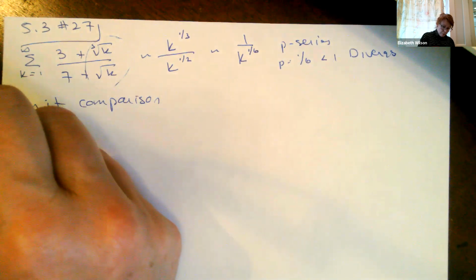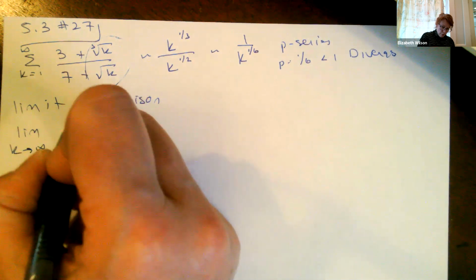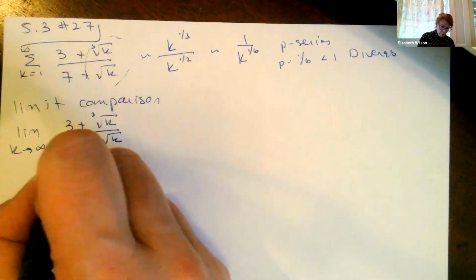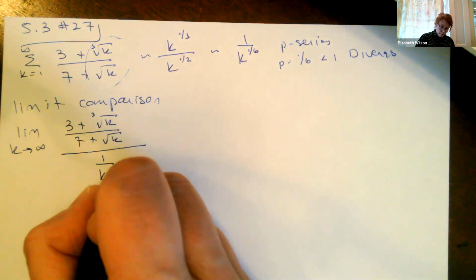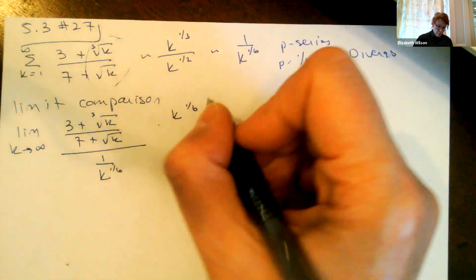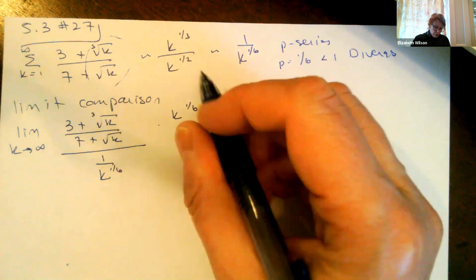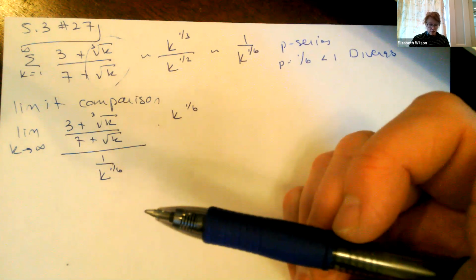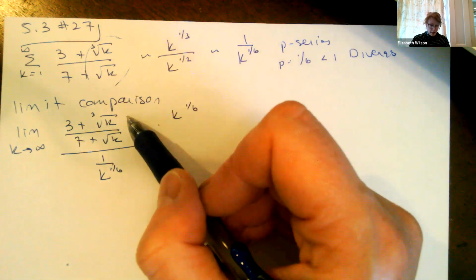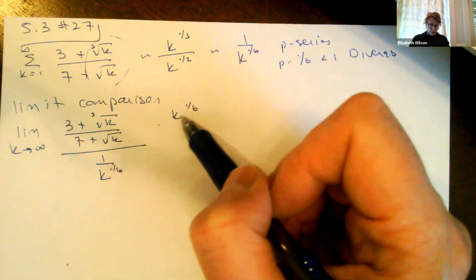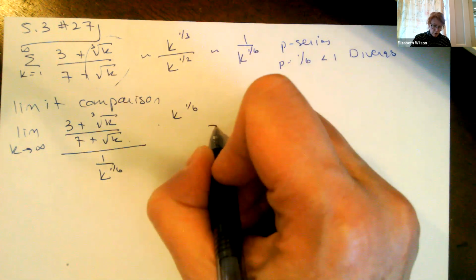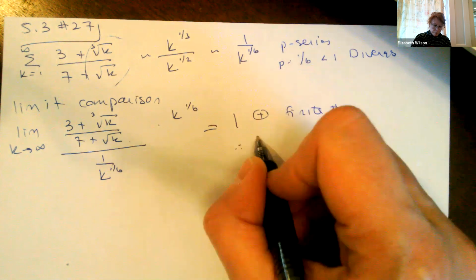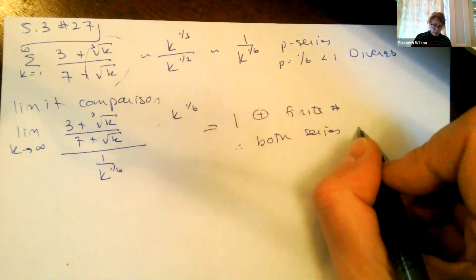All right, so the limit as k goes to infinity of 3 plus 7 plus, all over 1 over k to the 1/6. This reduces down to 1 as k gets really big. The 3 and the 7 drop off in terms of impact on our values. This reduces down to 1 over k to the 1/6 times k to the 1/6. Basically, we're dealing with this as 1, which is a positive finite number. Therefore, both series diverge.